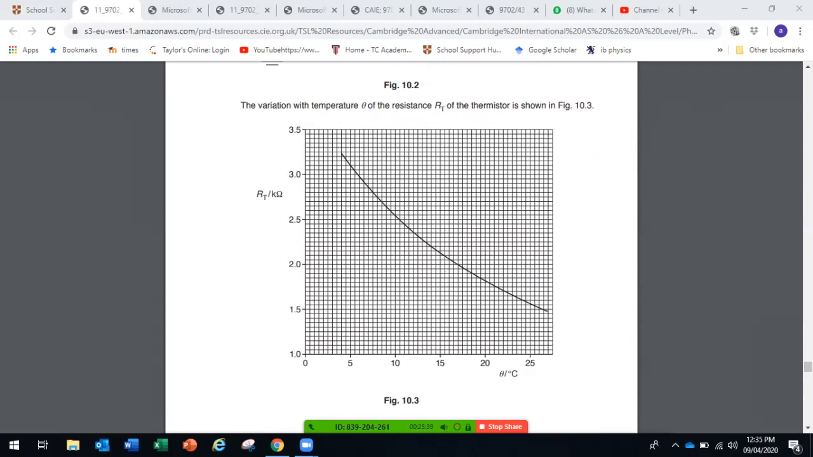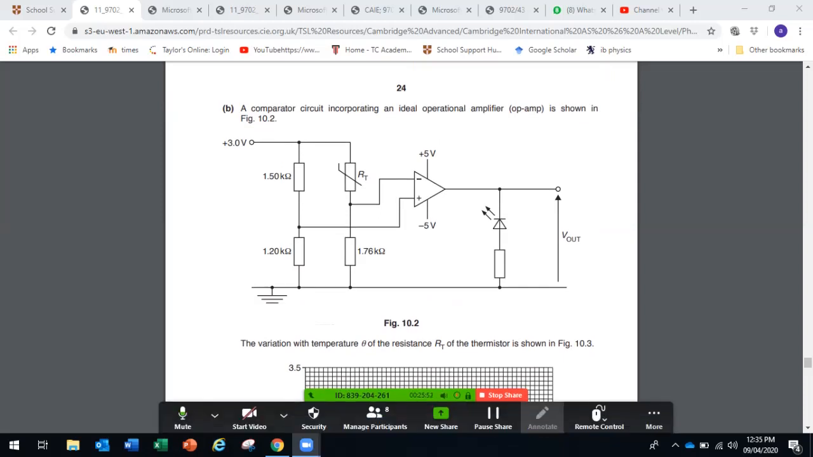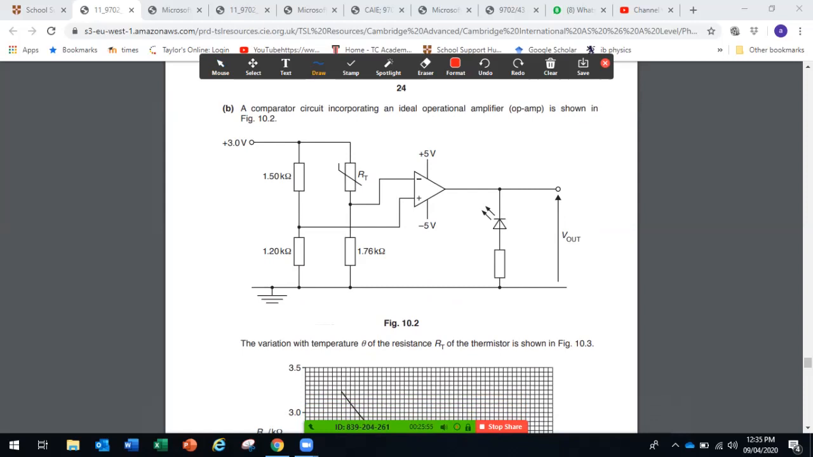Now, for the LED to light up, the cutting point is 14 degrees Celsius. Tell me, is it going to be 15 degrees Celsius or 13 degrees Celsius for the LED to light up? For the LED to light up, the output must be positive or negative? Negative. The LED is forward biased, so if the output is positive, current cannot flow and it won't light up.